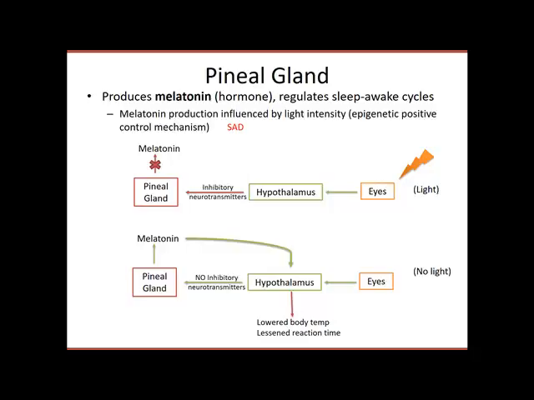So a lot of times, if you're having trouble falling asleep, and you tell your doctor, hey, I'm having a lot of trouble falling asleep, your doctor will say, well, stop using the computer, stop looking at phones, stop watching TV for an hour before you go to bed. That's to allow your hypothalamus to produce those inhibitory neurotransmitters and allows your pineal gland to make melatonin.